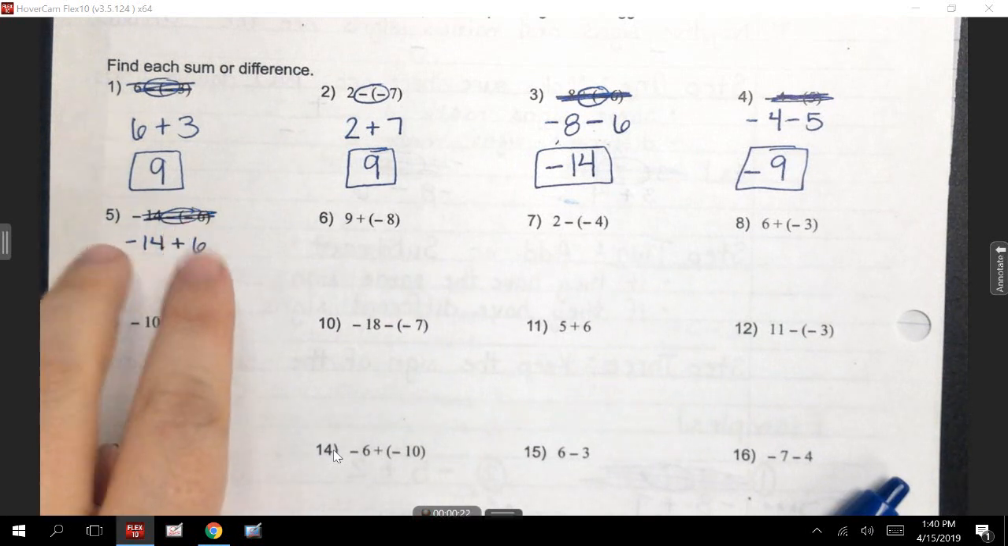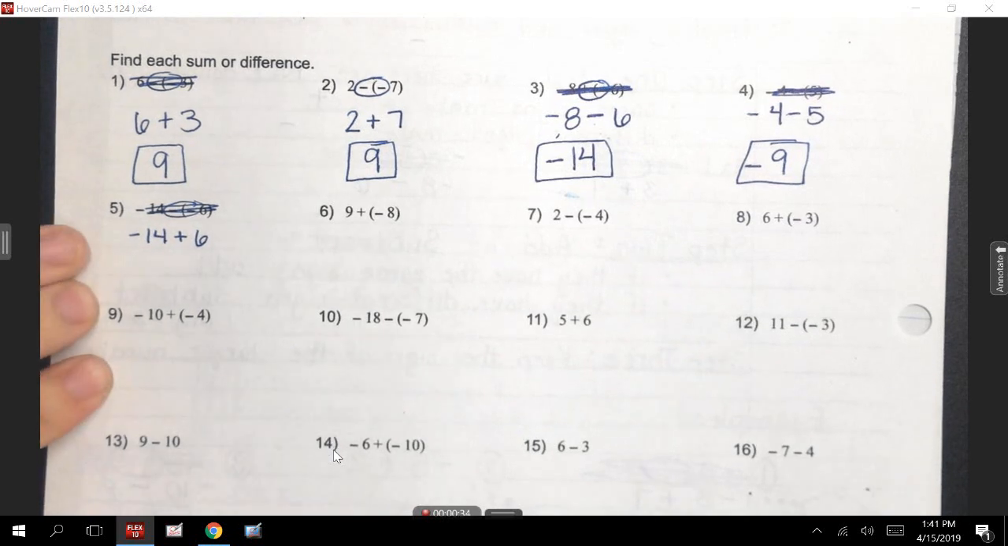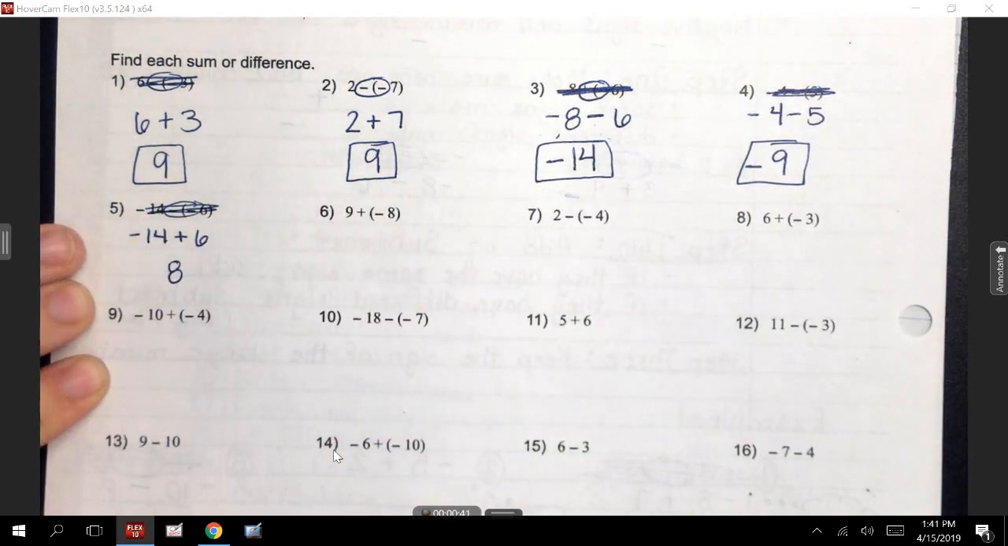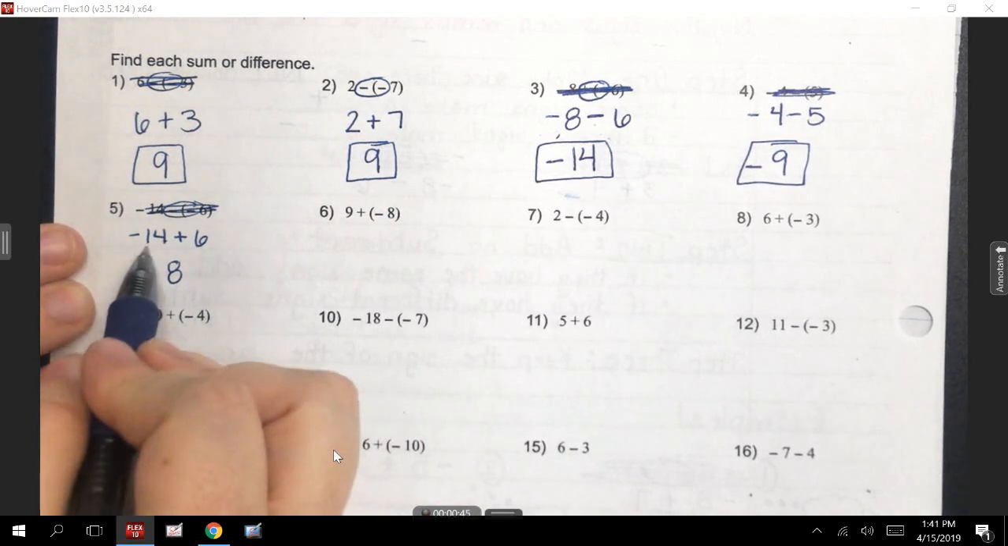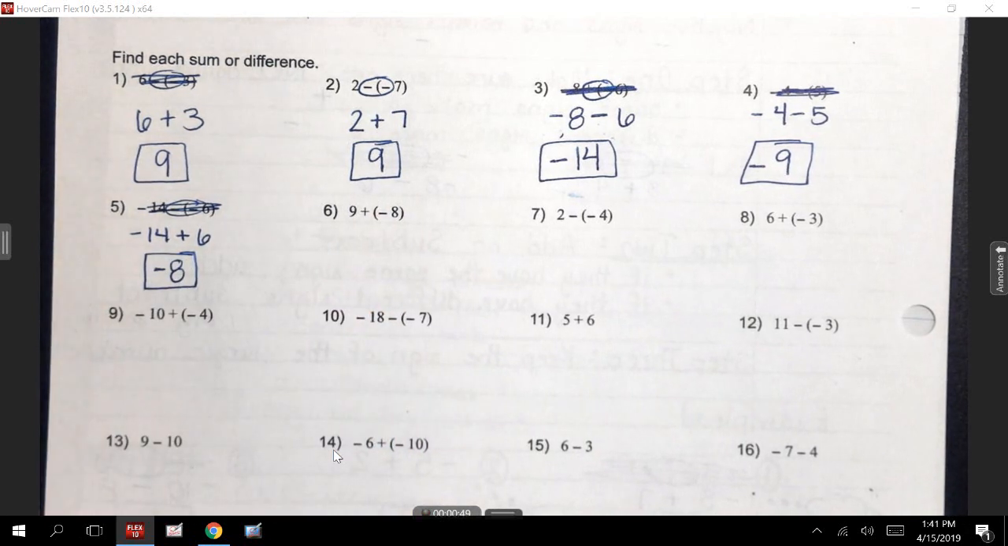So now I'm going to ask myself again, do those two have the same sign or do they have different signs? Malin? Different. So what am I going to do with those numbers? Subtract 14 and 6. I'm going to subtract them. So 14 minus 6 gives me? 8. Excellent job. And Malin, is that 8 going to be a positive 8 or a negative 8? A negative. 14 is bigger, so we put our negative sign. Excellent job.